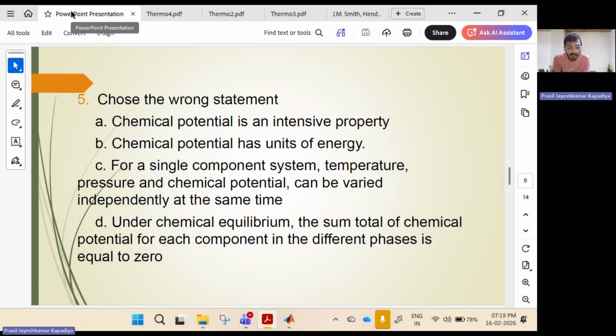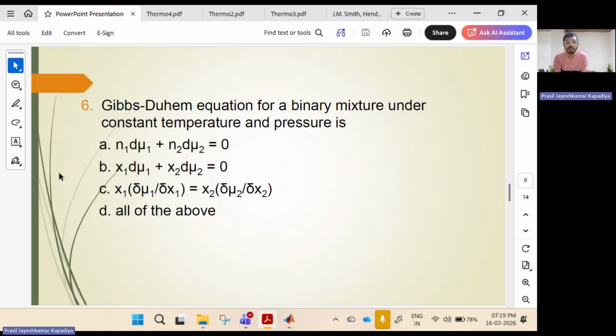Okay, the last statement is: under chemical equilibrium, the sum of total chemical potential for each component in different phases is equal to zero. This is also correct. Mu in one phase should be equal to mu in the other phase. So from this we say that statement C is completely wrong, and it is something opposite to what we derived from the Gibbs-Duhem equation. Okay. Now let's move to the next question.